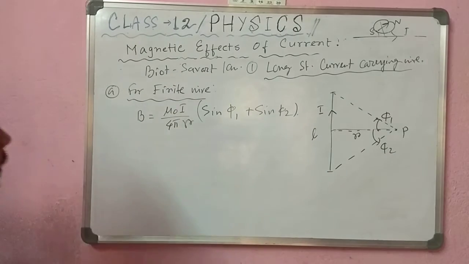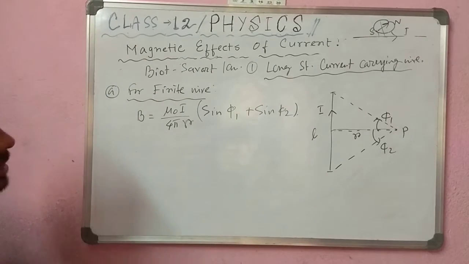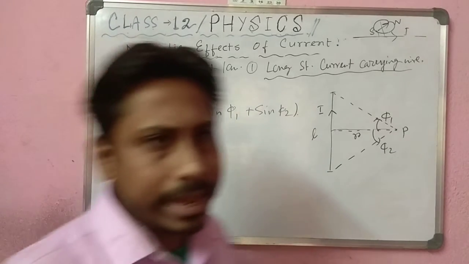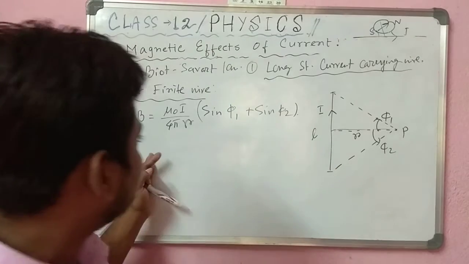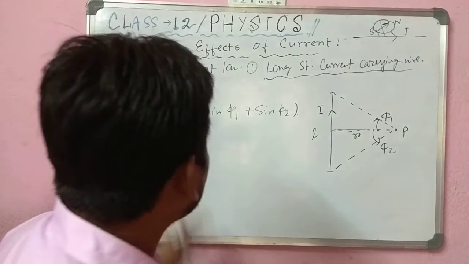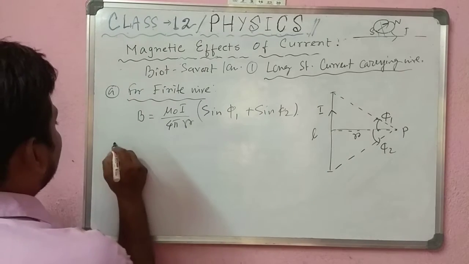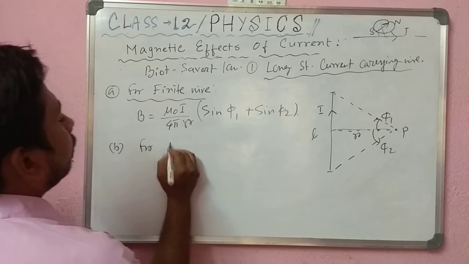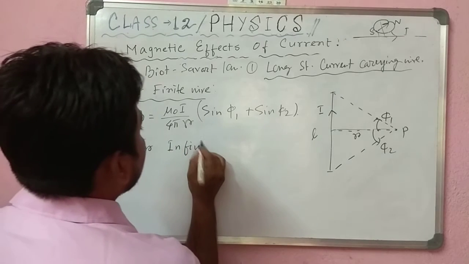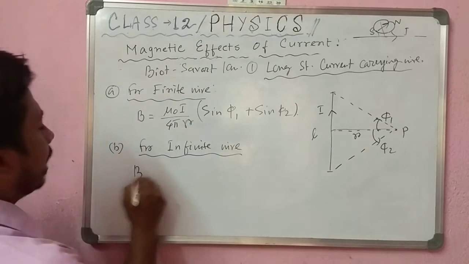Now you tell me, students, if the wire is infinite, then what happens? This is for a finite wire. Now if the wire is infinite, so students, number B, for an infinite wire you can write the formula as follows.